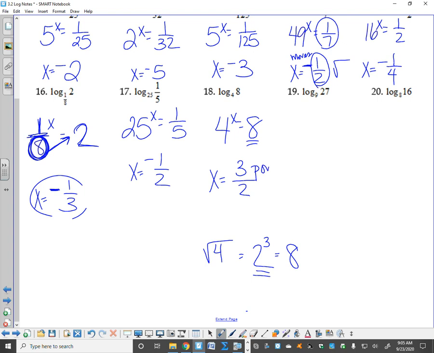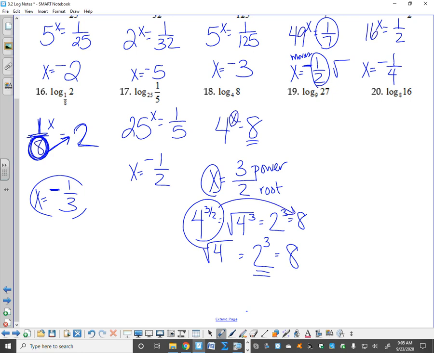Remember, this is power over root because that x represents your exponent. So if I had 4 to the 3/2, that means the square root of 4 cubed. The square root of 4 is 2, and 2 cubed is 8. That's where I start. That's where I end.